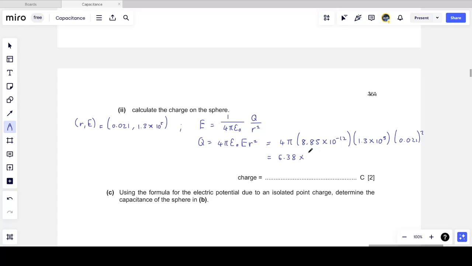And what I get is a charge of 6.38 times 10 to the minus 9 coulombs. And to two significant figures, this is 6.4 times 10 to the minus 9 coulombs, or 6.4 nanocoulombs. The question did ask us to write the value in terms of coulombs.